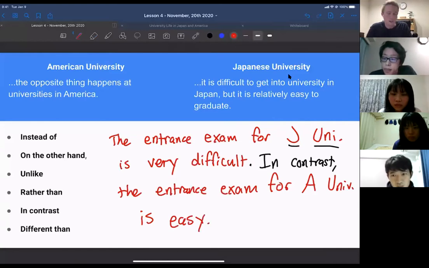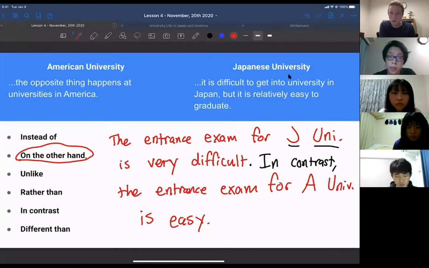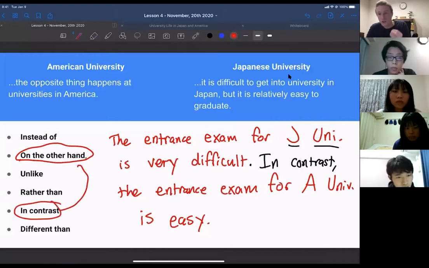Very good. So "in contrast" is very similar to "on the other hand", the way to use it. "On the other hand" and "in contrast" are very, very similar, the same way to use. So you can choose which one you like. If you like "on the other hand", you can use it. If you like "in contrast", you can use it.